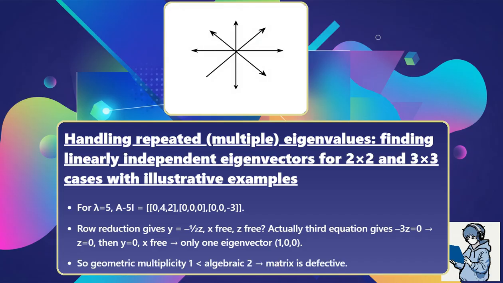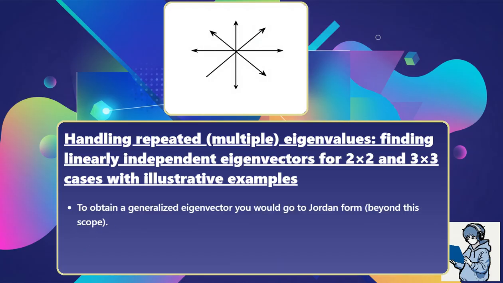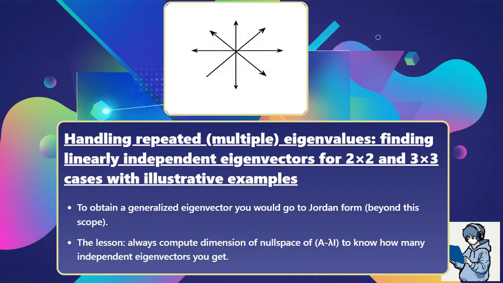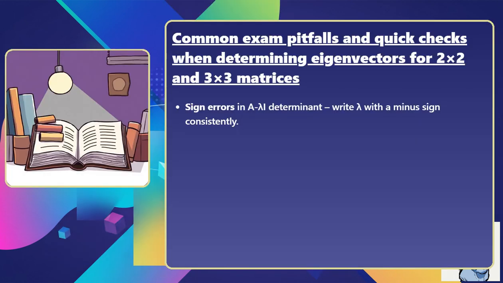Thus the geometric multiplicity 1 is less than the algebraic multiplicity 2, so the matrix is defective. To obtain a generalized eigenvector, you would go to Jordan form, which is beyond this scope. The lesson: always compute the dimension of the null space of A minus lambda I to know how many independent eigenvectors you get. Sign errors in the A minus lambda I determinant: write lambda with a minus sign consistently.